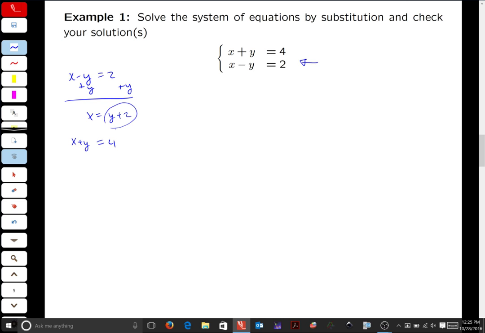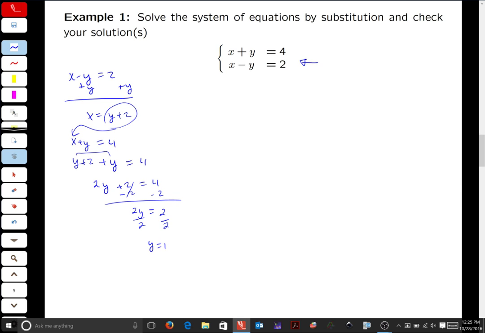I'm going to plug all of this in for x. That gives me y plus 2 plus y is equal to 4. Combine your y's together. What do you get? 2y. So 2y plus 2 is equal to 4. We're trying to solve it for y. What should we do? Subtract 2. And divide by 2, you have y is equal to 1.